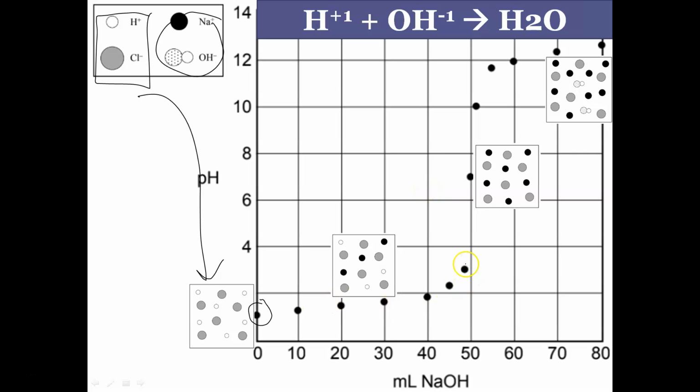And we eventually get to right here where this circle is. That's your 49 milliliters, approximately, of base that you added. And look, our pH went from 1 to 3. So very, very small change in pH at this point. Okay? Let's take a look at what happens when we add 1 more milliliter.